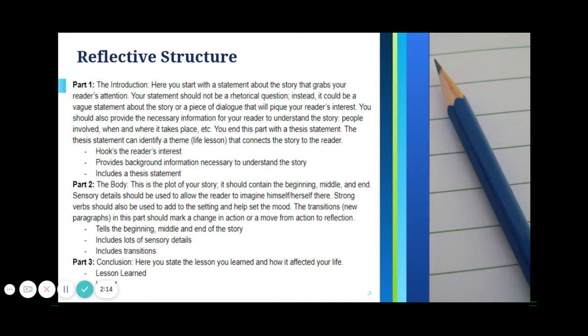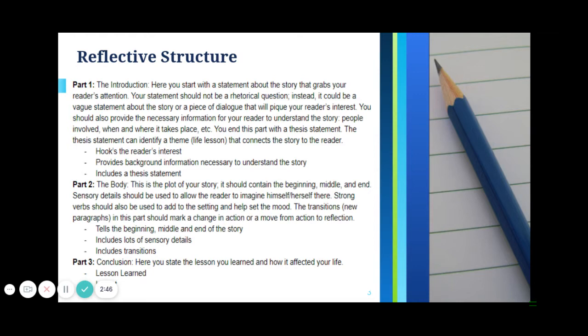So the introduction here, you really want to hook your reader with some kind of a statement that draws your reader in. Maybe a piece of dialogue from the story, the highest, most kind of dramatic part of your story. And then you provide necessary background information to your reader so they kind of understand what your story centers around. And you end your part 1 with a thesis statement where you let the reader know right away what the lesson you learned from this moment in your life is.